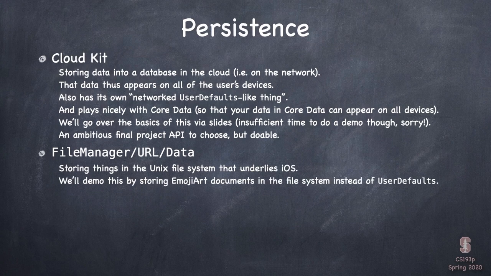Then the next topic I'm going to talk about after CloudKit is the file system, essentially accessing things in the file system, which we do via URL and data, which you already know about those structs, and also a new struct called FileManager. I'll talk about how these things work, and then I'm actually going to do a demo on this one where we're going to make our EmojiArt documents be stored in the file system.